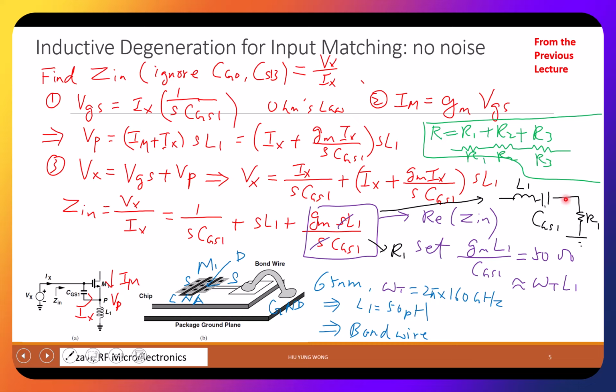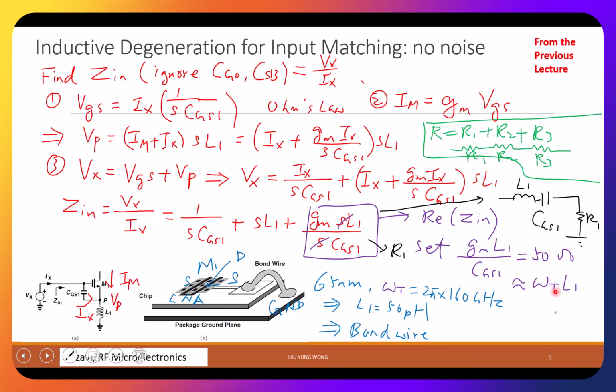And we'll come back to this later. At that time we said, okay, in order to get 50 ohm, then what? Then you make gm L1 divided by Cgs1 equal to 50 ohm. Then you are done. But if we try to plug in the math, we realize gm divided by Cgs is just the transit frequency, omega t, that we learned quite a long time ago. That is kind of the maximum frequency where you still have a unity current gain for a transistor, which represents maybe the highest speed a transistor can switch.